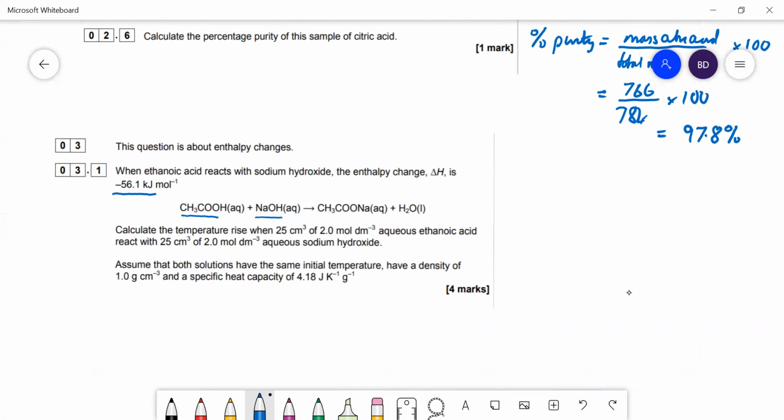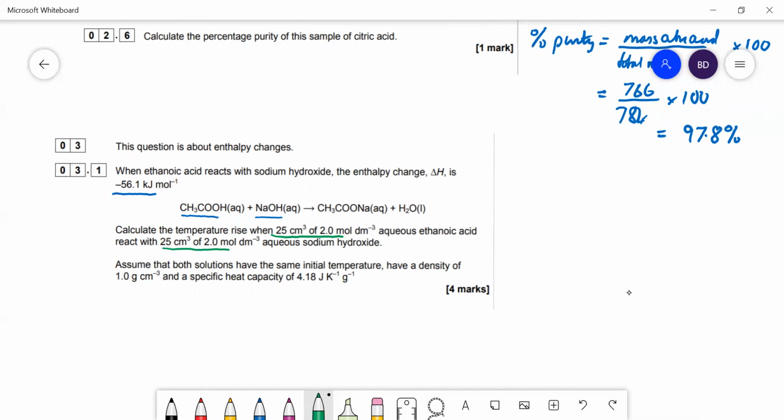It makes things simpler. Okay, calculate the temperature rise when 25 centimeters cubed of ethanoic acid, at 2 molar, reacts with the same volume and the same concentration of sodium hydroxide. That's quite useful because we know neither one is in excess. We're going to have the same moles of both of those, and they react in a 1-to-1 ratio. We have the same moles because we've got the same volume and the same concentration.